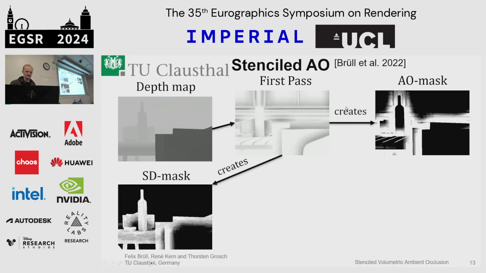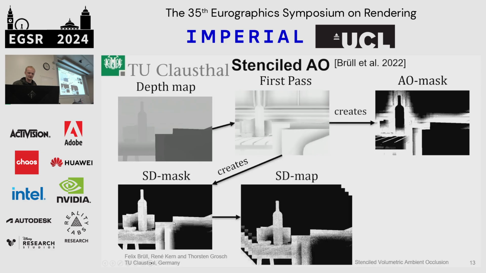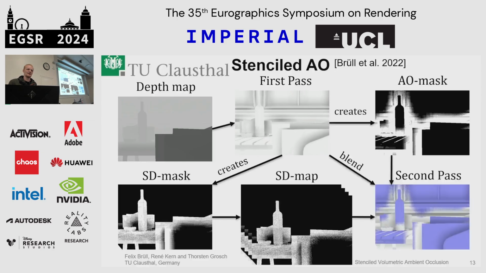And in the second mask, we remember from where we need more depth values. So the second mask, this SD mask, pinpoints basically all the occluders where we want to see through. So after we created this mask, we can create the stochastic depth map only for this area. This saves a lot of bandwidth already. And in a final pass, we can then recompute the ambient occlusion value for all the pixels that had missing depth values.